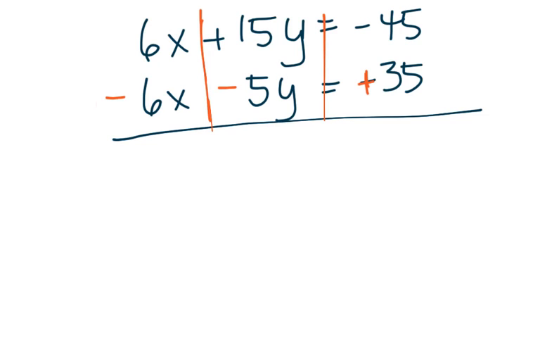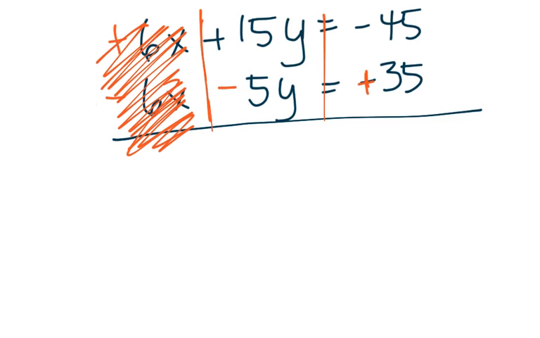So if I take a positive 6x plus a negative 6x, they're going to become 0x, which is nothing. 0 cookies means no cookies. 0 x's means no x's. Then if I take 15y minus 5, or 15y plus negative 5, same thing, I'm going to get 10y. And negative 45 plus positive 35 is going to give me negative 10.